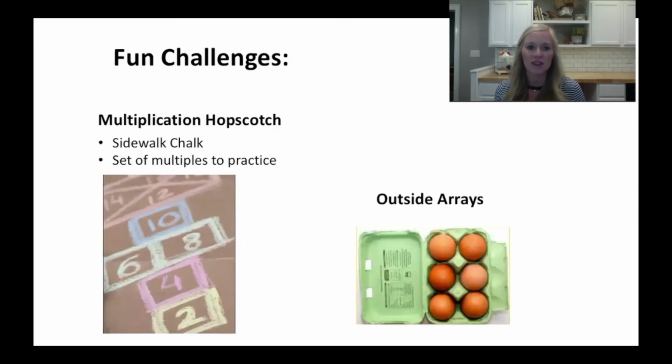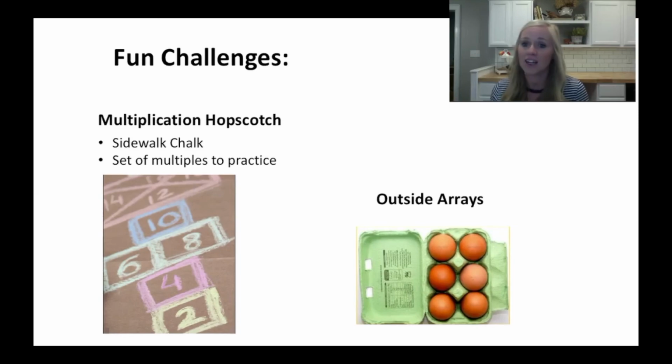So before we leave, I have 2 fun challenges for you. It's for you to get outside and kind of get moving to help you review your multiplication facts. So one way is multiplication hopscotch. All you're going to need is some sidewalk chalk and then a set of multiples to practice. So you'll see that picture on our screen. That's kind of what hopscotch looks like.